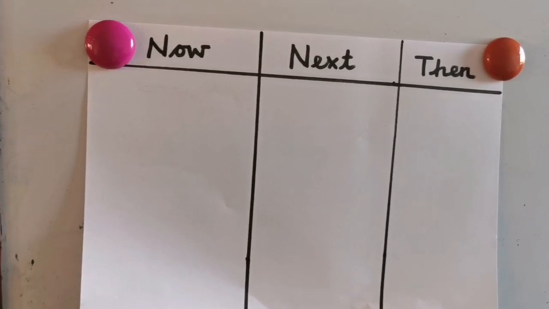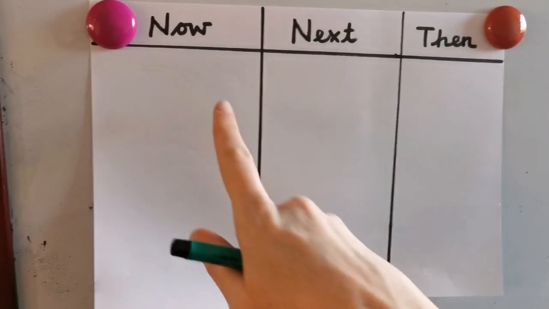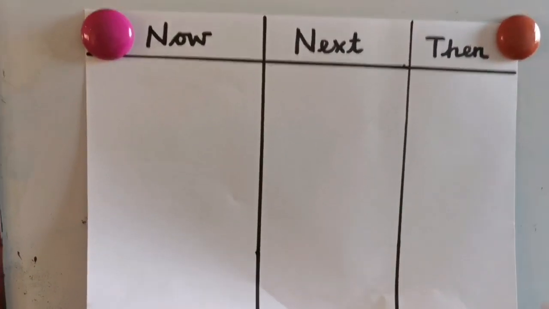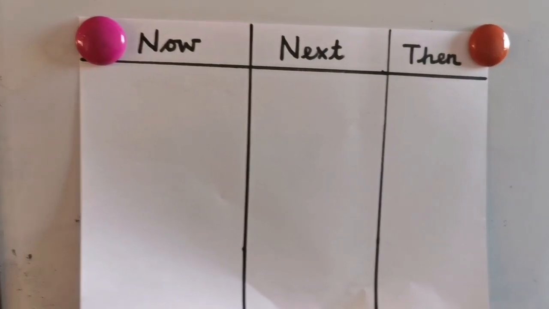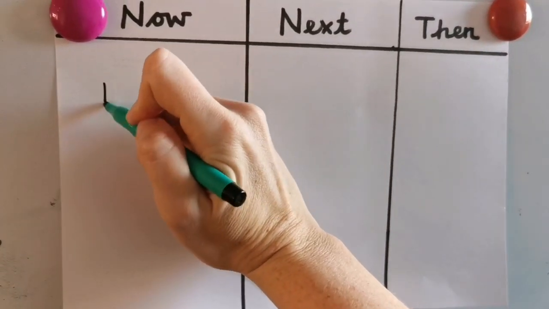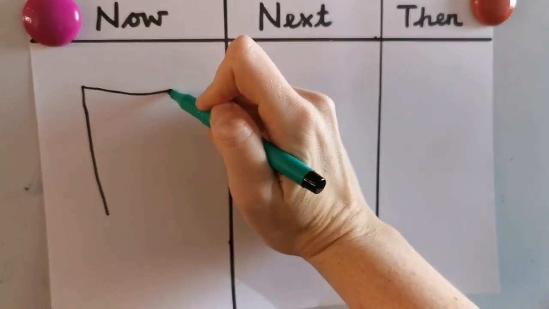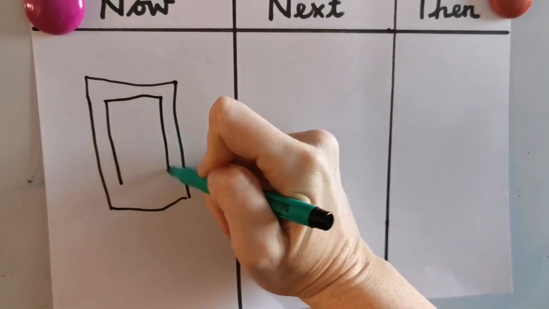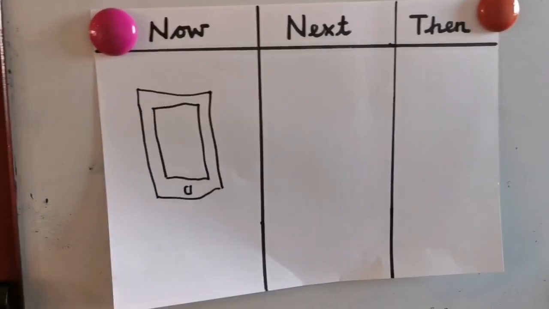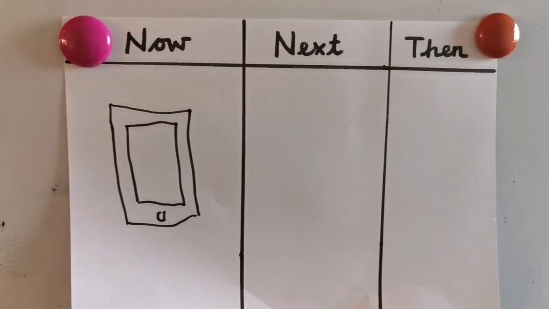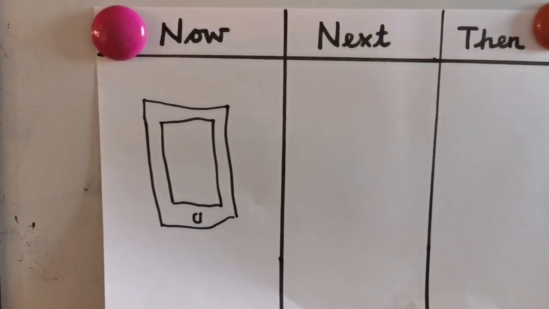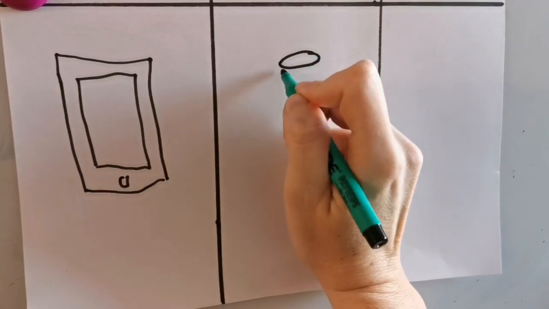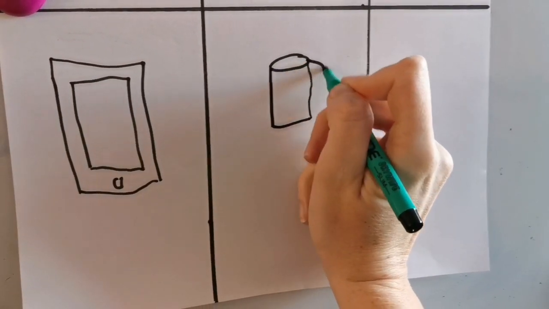I'm going to think about what I'm going to be doing today and I'm going to draw some pictures to show what I'm doing now, what I'll be doing next and what I'll be doing then. And I'm going to draw some pictures to show you. So now, right now, I'm using my iPad to make some videos for you all, some maths videos. So I'm going to draw my iPad. There it is. So that's my iPad. So now I'm working on my iPad to make some videos for you.